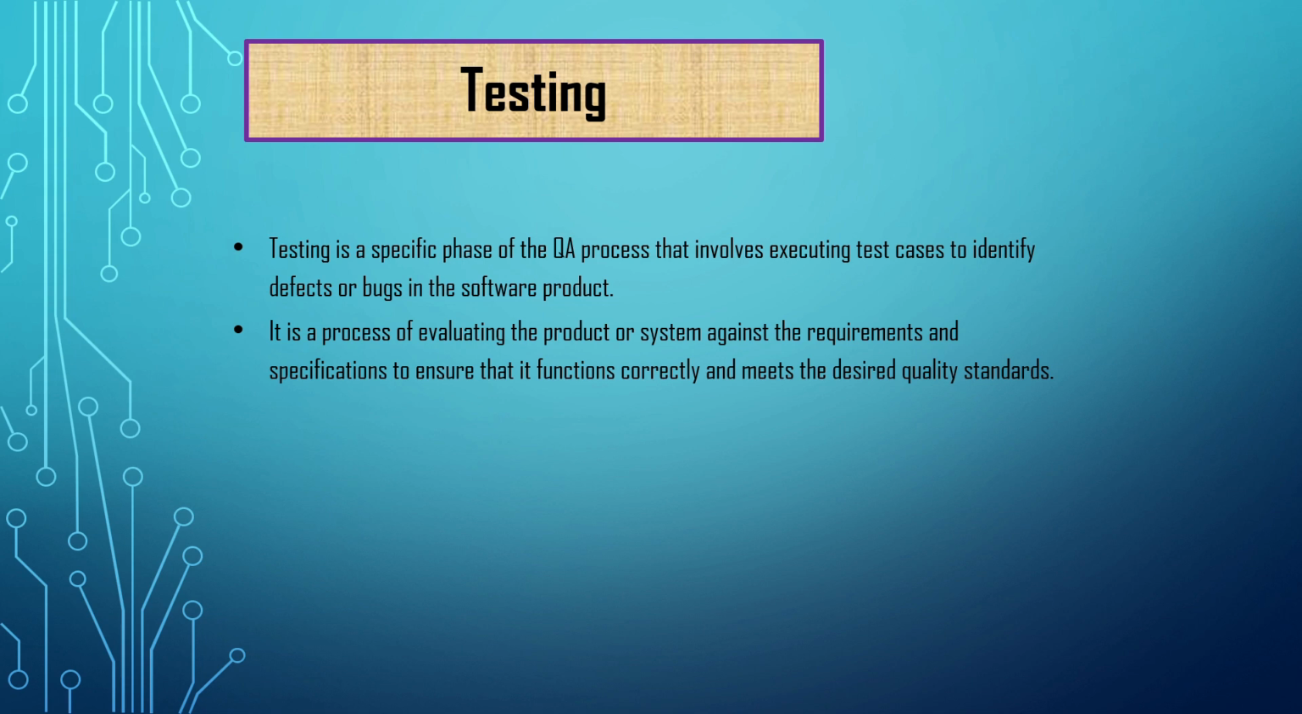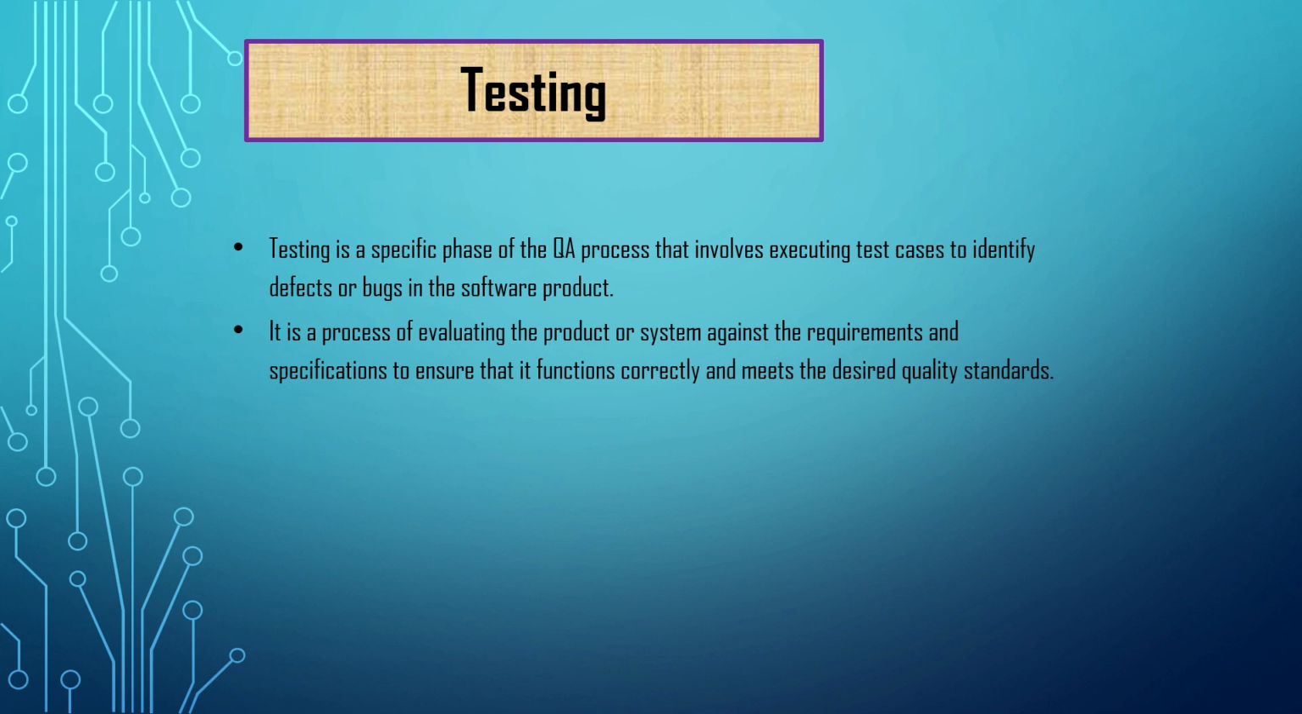Then let's talk about testing. What is testing? Testing is a specific phase of the QA process, as I said earlier. It's a part of the QA process that involves executing test cases in order to identify the defects or bugs in a software product. So actually testing is a part: you apply the QA process and continue with your testing part, which involves executing your test cases in order to identify the defects or bugs in a product.